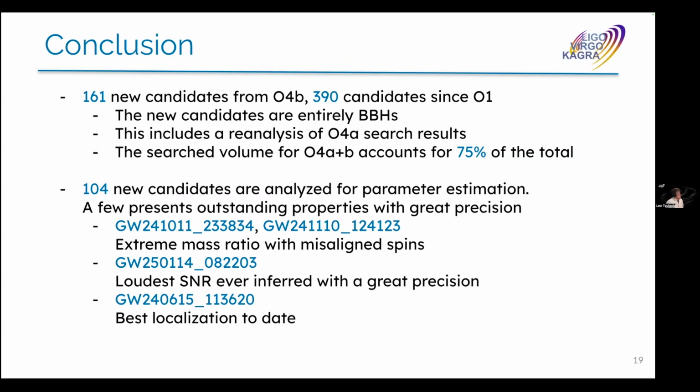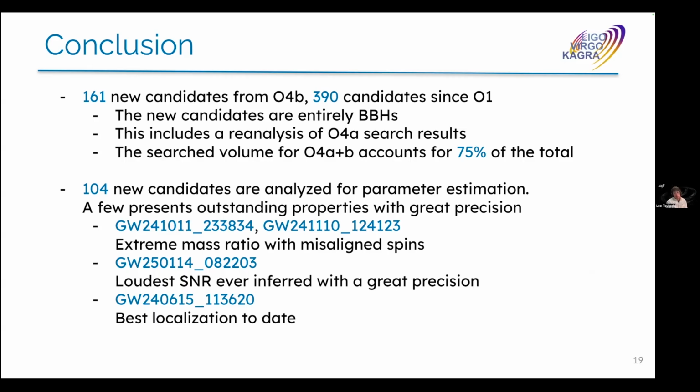So let me just wrap this up as a conclusion. GWTC-5.0 has 161 new candidates from O4b, bringing the cumulative catalog to 390 confident events since O1. The new candidates are entirely consistent with binary black holes, and unfortunately no neutron star related events from this run.